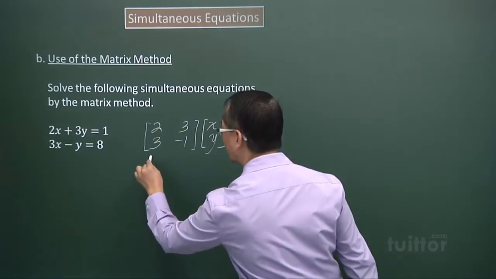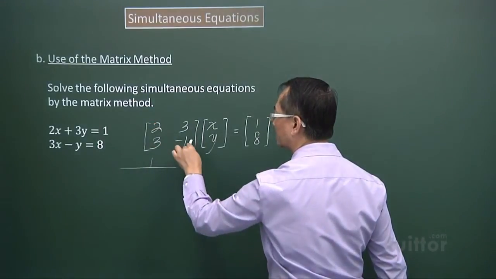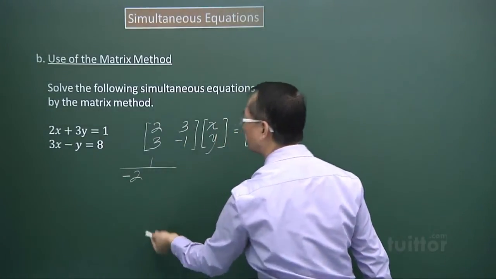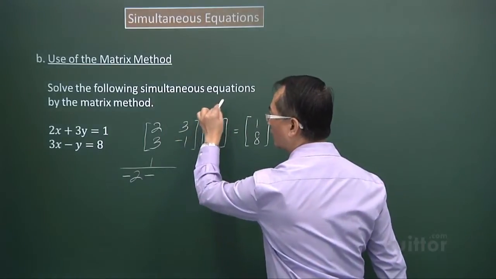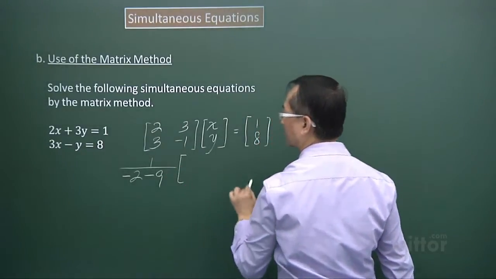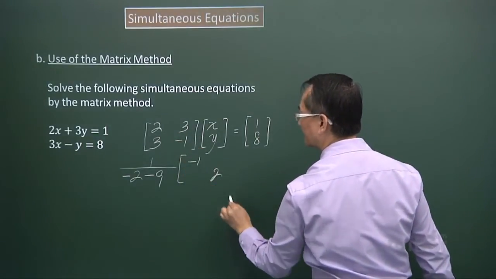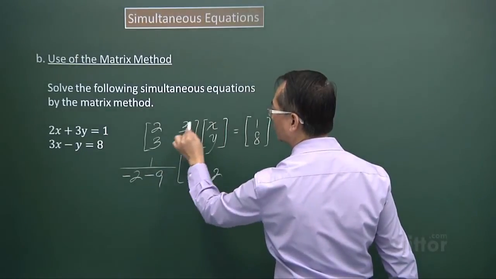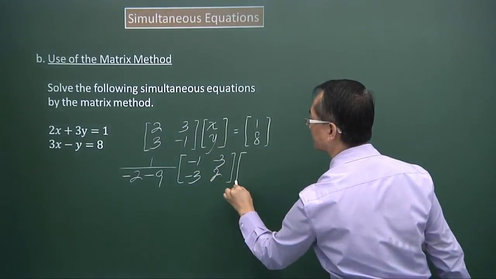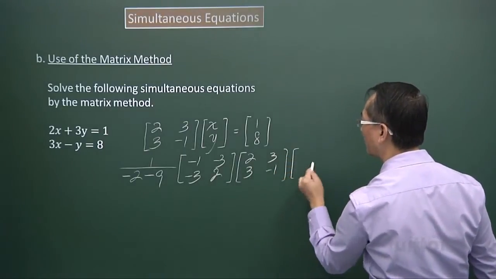So to begin with, I take the reciprocal of the product of the elements in the leading diagonal, negative 2, minus the product of the elements on the receding diagonal, that's 9. Switch the places of these two elements on the leading diagonal, and then change the sign of the two elements on the receding diagonal. Times the original matrix times the 2 by 1 matrix x, y.